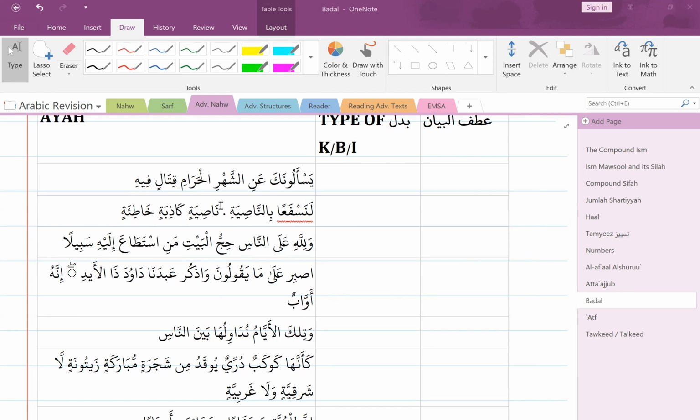يسألونك عن الشهر الحرام. So I think al-harami is badal al-kull of shahr. Okay. So let's look at this. Al-shahri al-harami. What do you think?